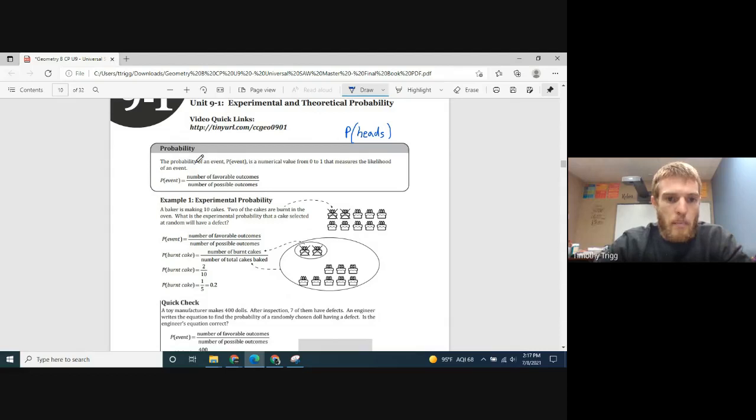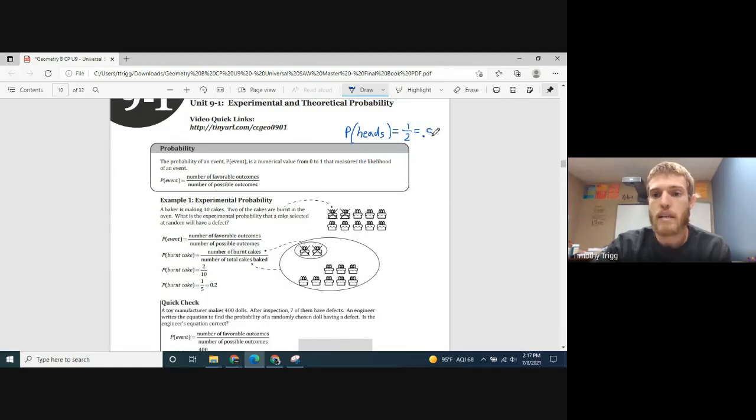So the probability of an event, usually written as P and then the event in parentheses, is a numerical value between 0 and 1 that measures the likelihood of an event. It's basically just the chances of something happening. For example, on a coin flip, what is the probability of getting heads? Well, that would be 1/2. Getting heads happens half the time. In other words, it's a 50% or 0.5 probability.